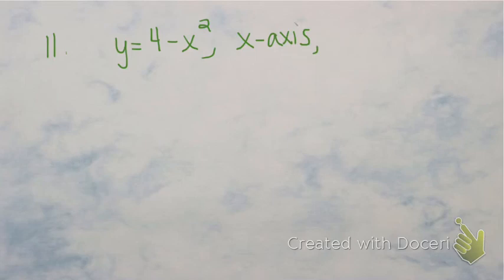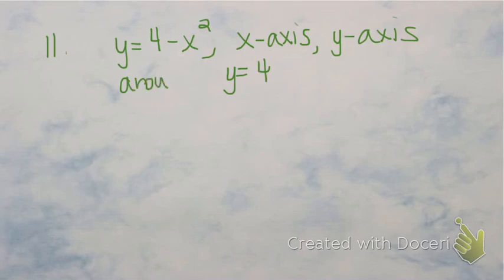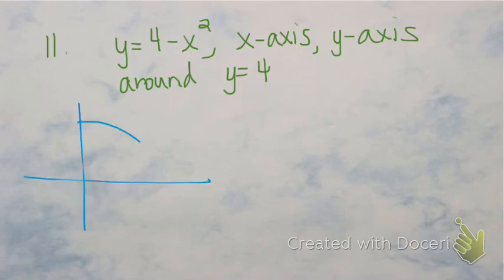Alright, let's do some other functions, other than those same ones we've been doing. Number 11, let's say that we have y equals 4 minus x squared, the x-axis and the y-axis, and we want to go around y equals 4. Okay, that figure looks sort of like this. Intersects there at 2 and there at 4.